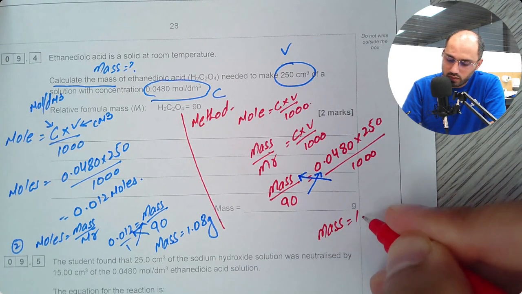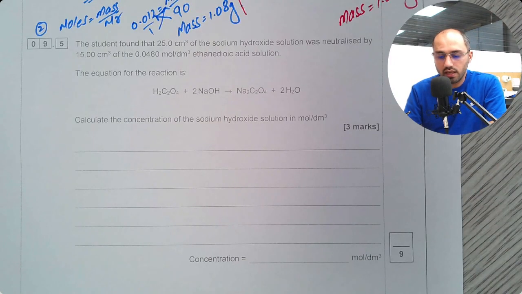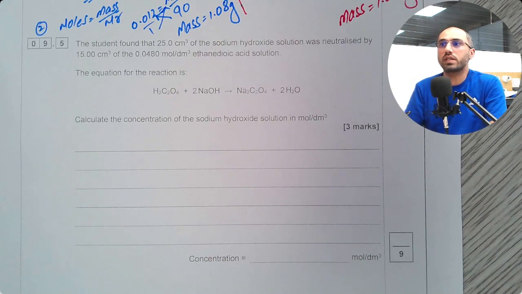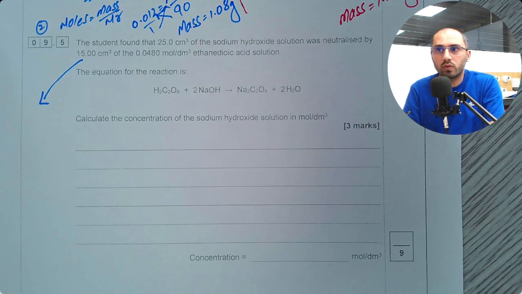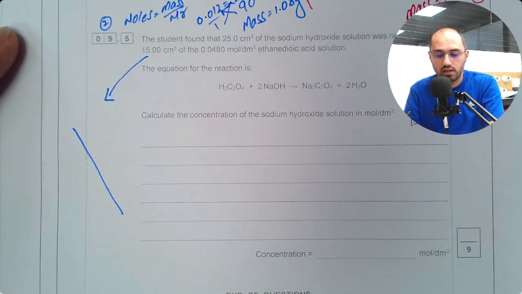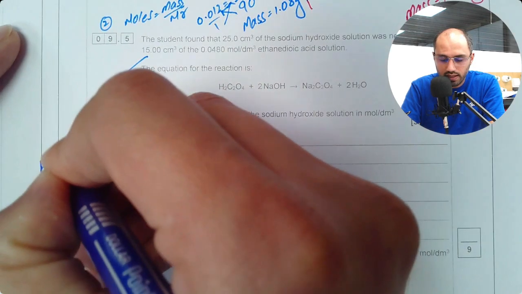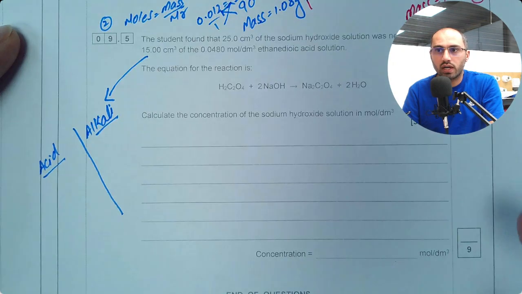The last part of this question says the student found that 25 cm³ of sodium hydroxide solution was neutralized by 15 cm³ of 0.0480 mol per dm³ ethanoic acid solution. Now this statement is very important, because I can use this statement and divide it into two sections. I can say this side is for acid and this side is for alkali. And I'm going to write down their data.